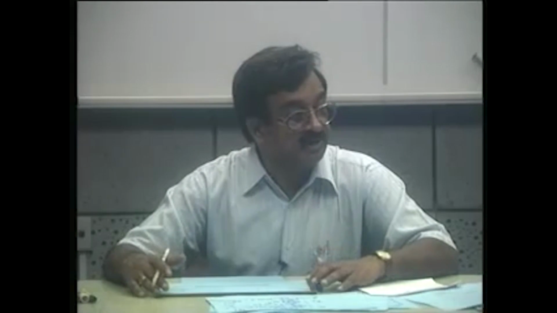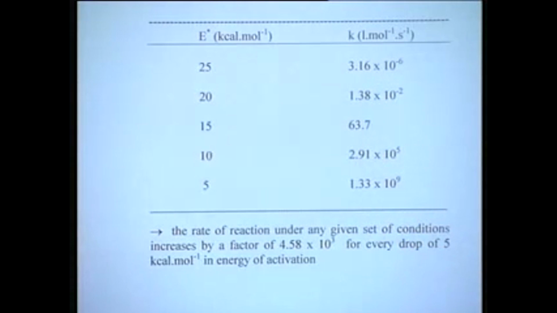So, basically it is a very significant increase in the reaction rate constant. As a conclusion of this table, the rate of reaction under any given set of conditions, that means the same temperature, pressure and substrate concentration, increases by a factor of 4.58 times 10 to the power 3 for every drop of 5 kilocalories per mole, which is very large. Therefore, even a decrease of the energy of activation by 5 kilocalories per mole can lead to an increase of the reaction rate by a factor of 4.5 times 10 to the power 3, a very significant number.